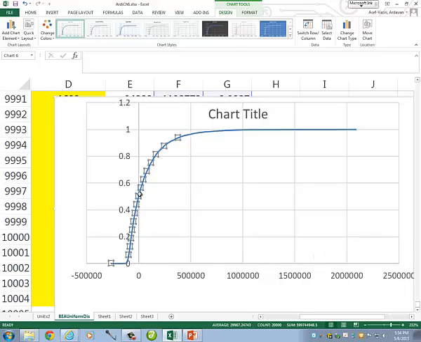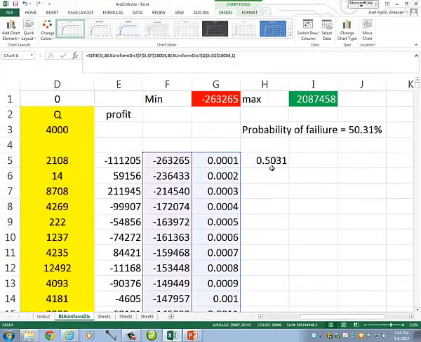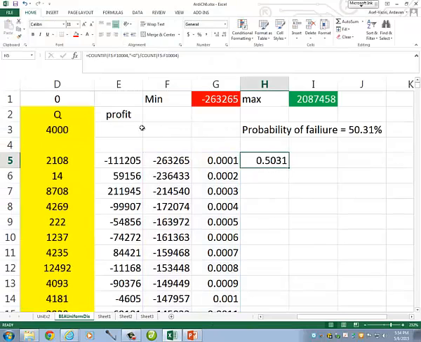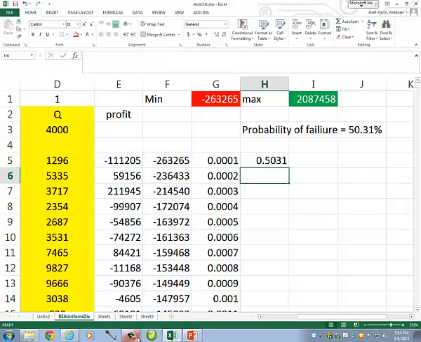Now probability of loss is much higher. Here you cut the 0 at 50%. If you look at over there, that probability, which we had, and it's valid for the numbers here, it is quite high.